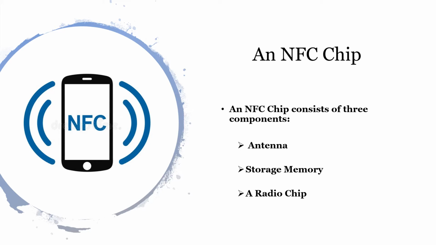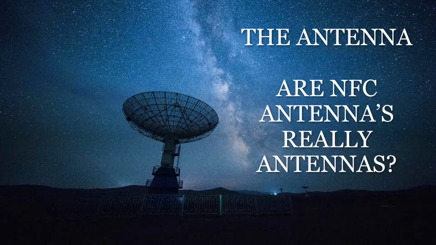An NFC chip contains three components: an antenna, a storage memory to store the information embedded within the chip, and a radio chip to detect the transmitting device's electromagnetic waves. Now we can ask ourselves, are NFC antennas actually antennas? The brief answer is no. NFC antennas aren't actually antennas, but rather inductors coupled back to back.